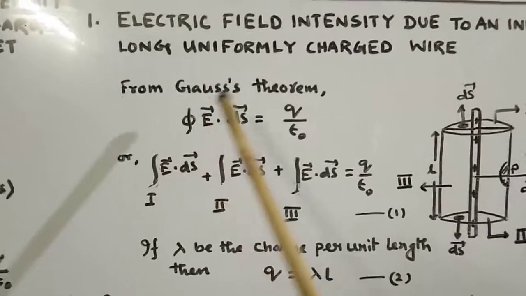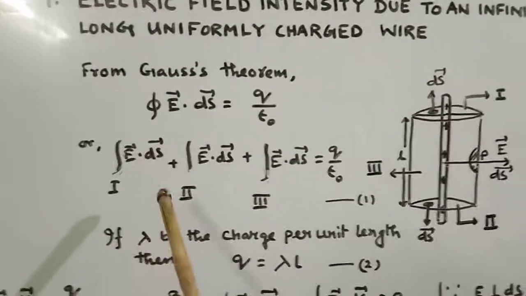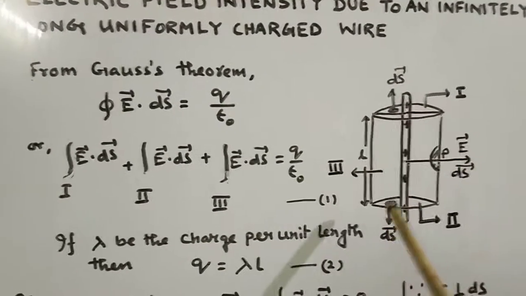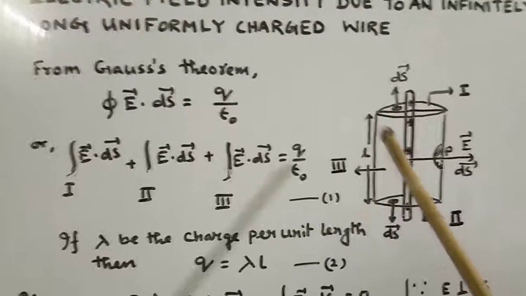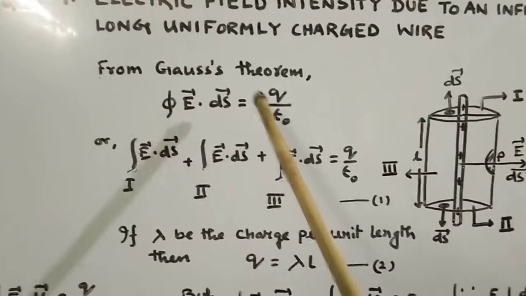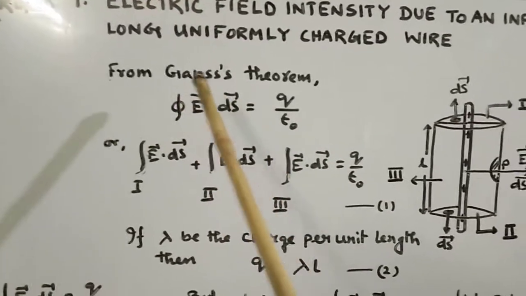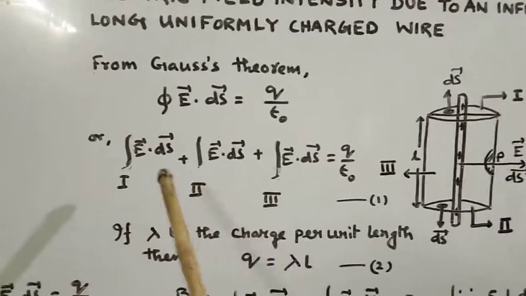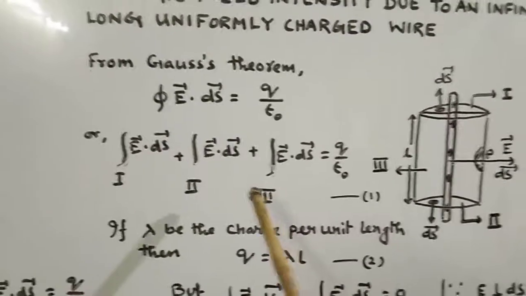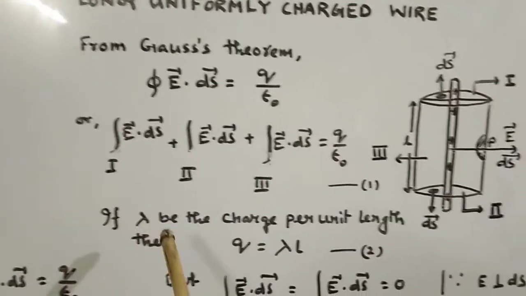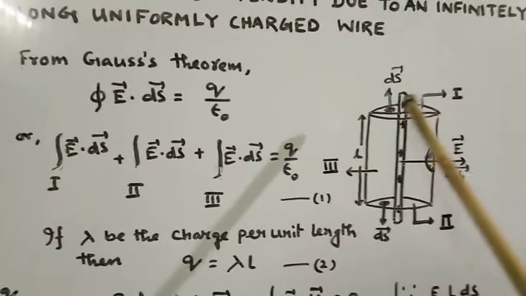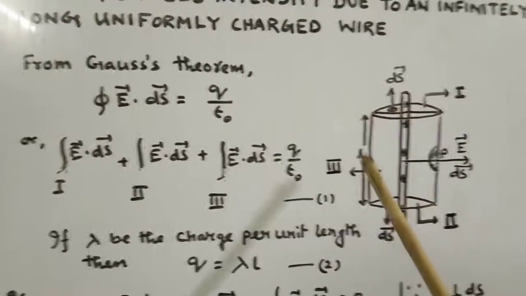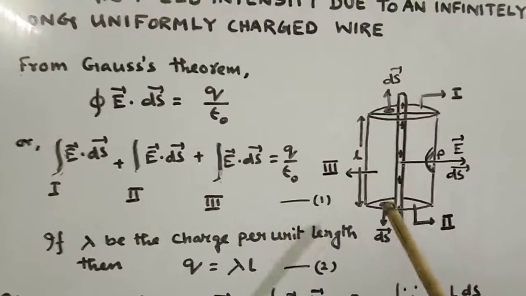Now we have to split this integral into parts, because you have three surfaces here. One is your top, another is your bottom, and the third is your curved surface. So we split this integration over the closed surface into three different parts, because you have three surfaces in this Gaussian surface. This Gaussian surface encloses charge on the length L of the charged wire, and the rest of the wire is outside of this Gaussian surface.